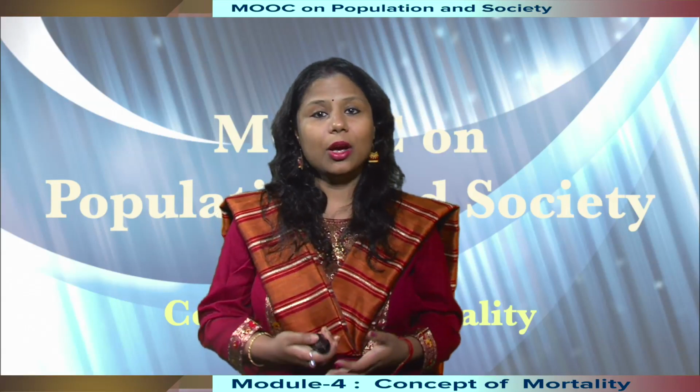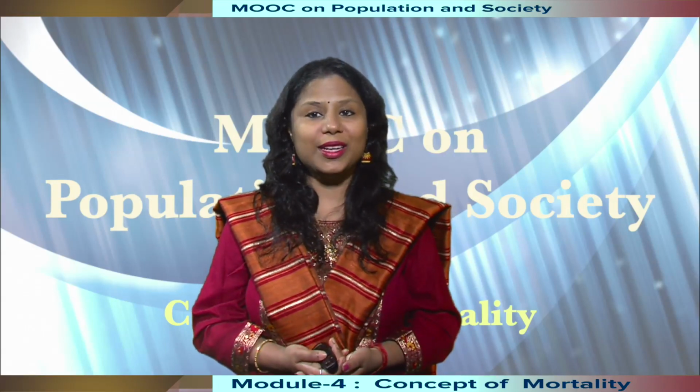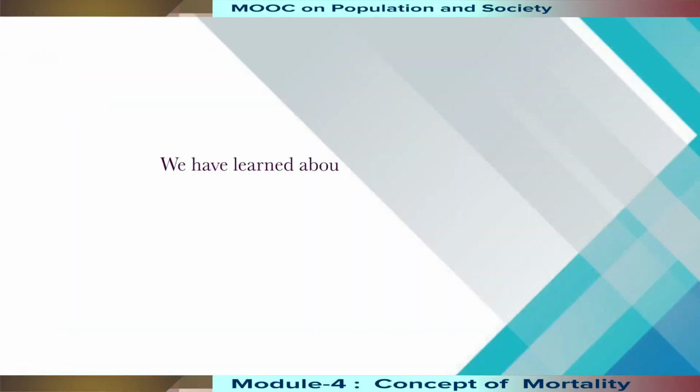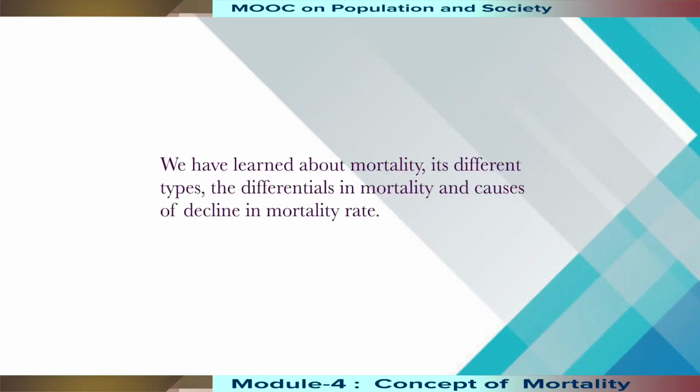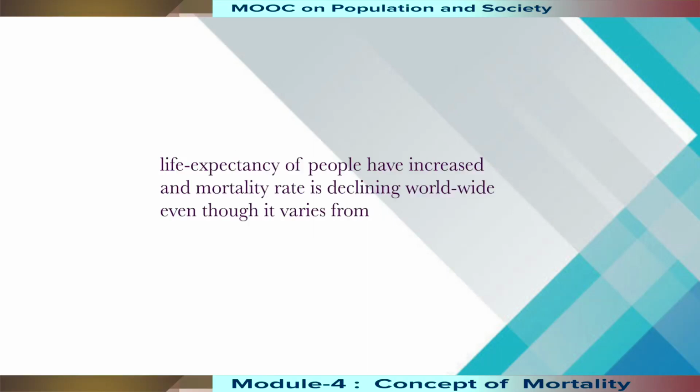So with this, we have come to the end of today's discussion. We have learned about mortality, its different types, the differentials in mortality, and the causes of decline in mortality rate in today's video. We have also learned that life expectancy of people has increased and mortality rate is declining worldwide, even though it varies from region to region.